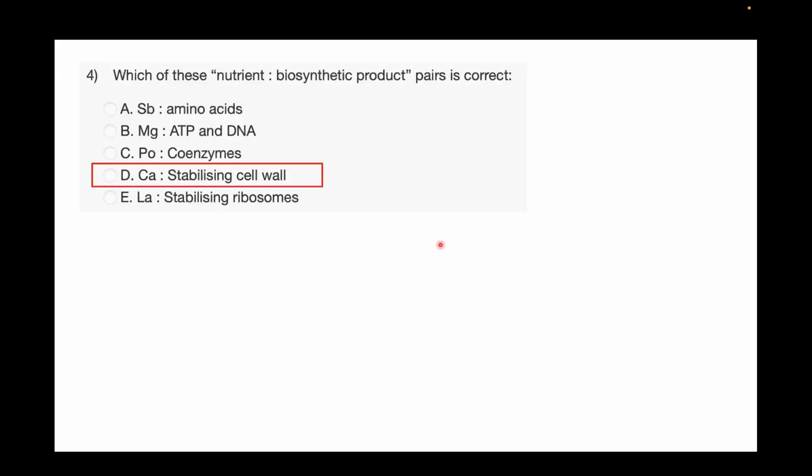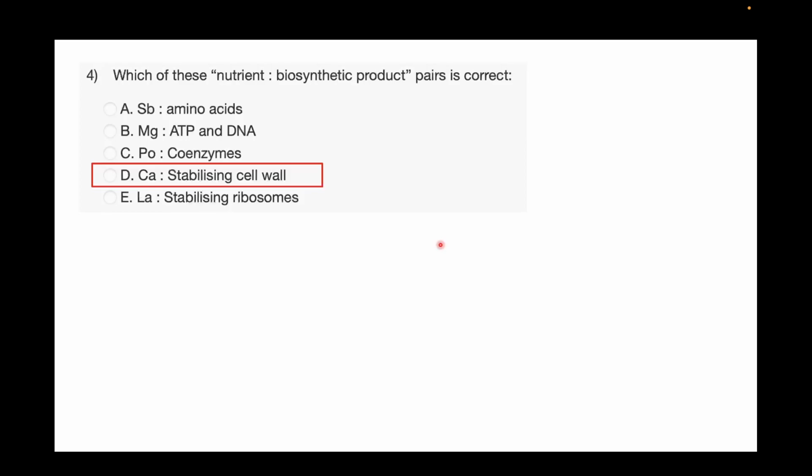Magnesium, although it stabilizes ATP, since ATP appears in a magnesium complex, and magnesium is also important in DNA replication, and many other enzymes use magnesium as a cofactor. But the most fitting option is option D, calcium and stabilizing the cell wall.